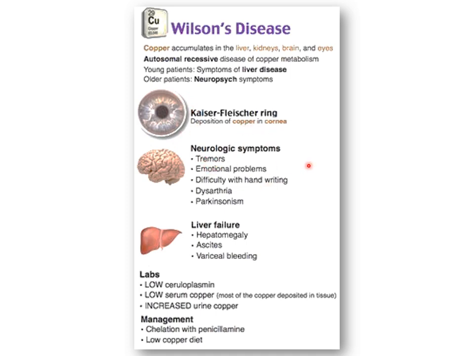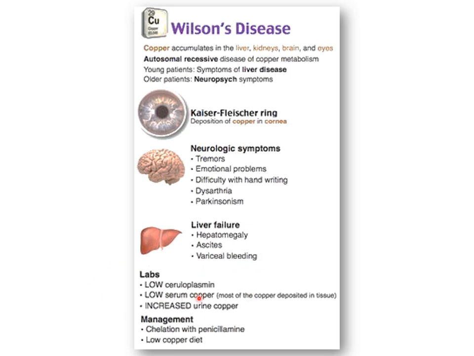Then, neurologic symptoms. There are tremor, emotional problems, difficulty with handwriting, dysarthria, and Parkinsonism. In liver failure, there is hepatomegaly, ascites, and variceal bleeding.